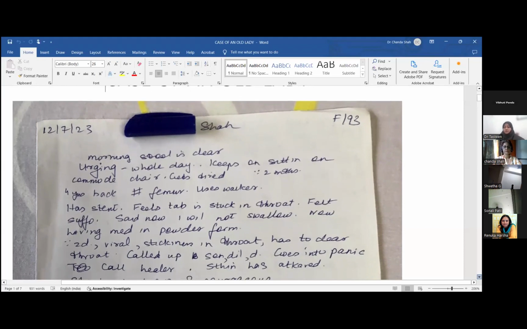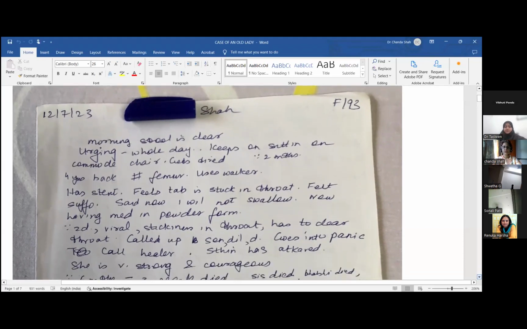So you said the morning stool is clear, but what happens, no? There's urging for stool whole day. She keeps on sitting on the commode and she gets tired. And this is happening since 2 months. Okay. So that frequent urging for stool is there. Morning, one stool is clear, and otherwise whole day she's going to the commode or sitting in the commode chair, you know, and in the process she's getting tired.